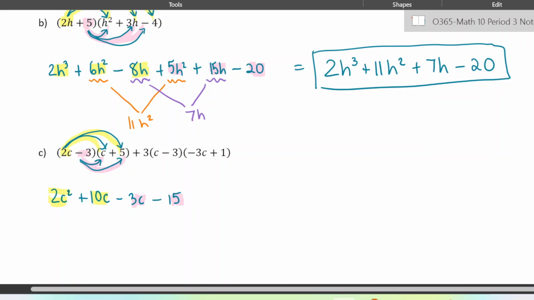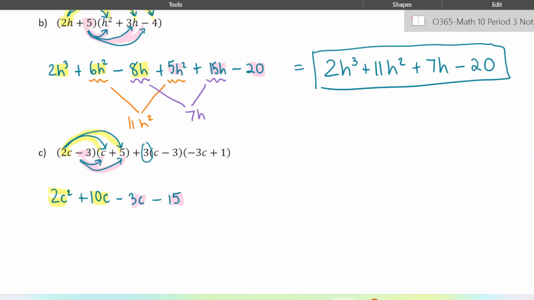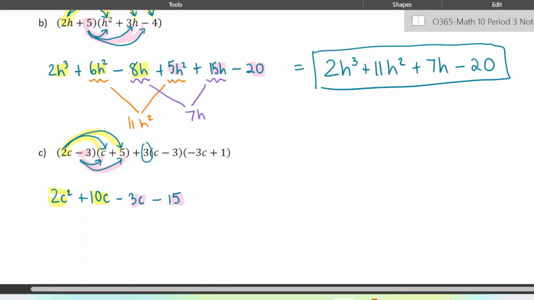Okay, now let's look at the next bracket. Notice I've got a 3 in front here. So when you have a coefficient in front, what you want to do is multiply out the brackets first and then put the coefficient in at the end. So I'm going to just put +3 and keep everything in brackets. Then I'll multiply the 3 in after I do my foiling.